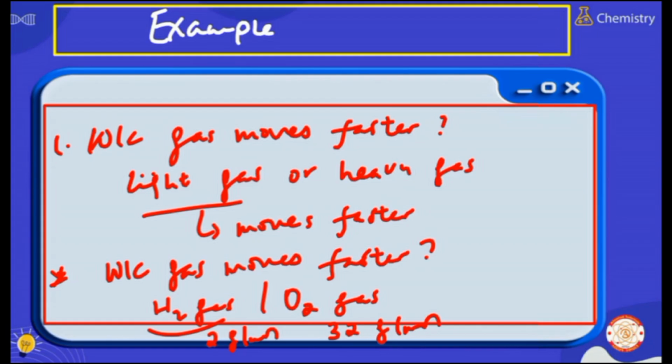And remember that the lighter gases move faster, whereas heavier gases move slower. And the formula helps us to calculate rate.